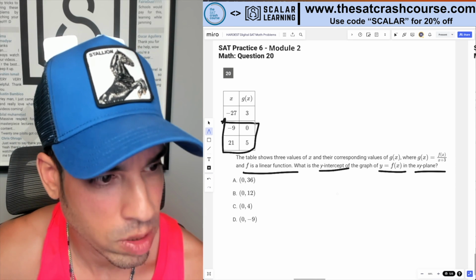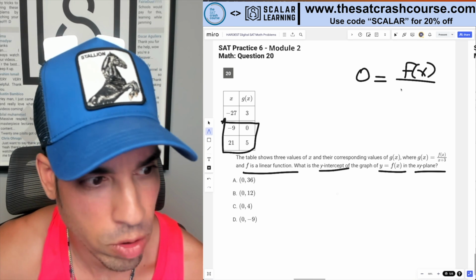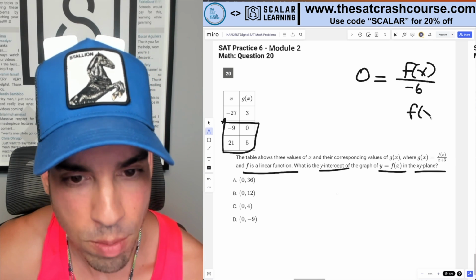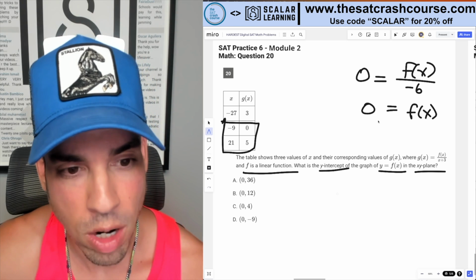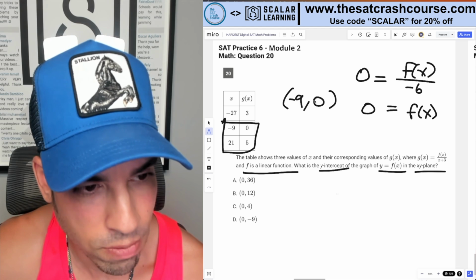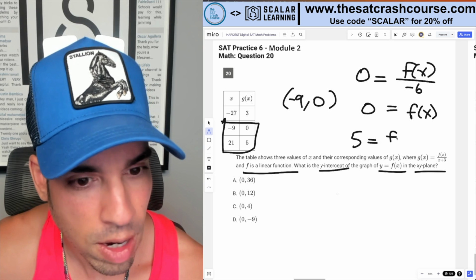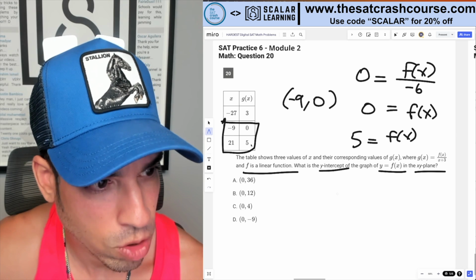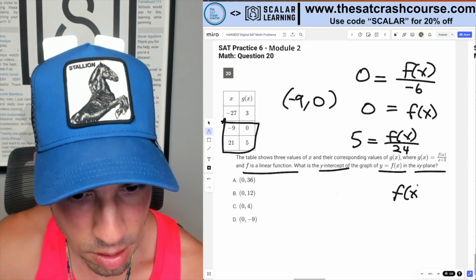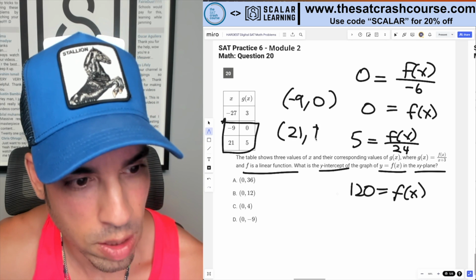So when x equals -9, g of x equals 0. So we got 0 equals f of x over -9 plus 3, which is -6. We'll multiply both sides by -6. And we get f of x equals 0. So guess what? I know that for f of x, when x is -9, the function value is 0. Now let's plug in 21 and 5. So when g of x is 5, I know that it's going to be f of x over 21 plus 3, which is 24. Multiply both sides by 24, and f of x equals 5 times 24, which is 120. So that means when x is 21, the y value is 120.